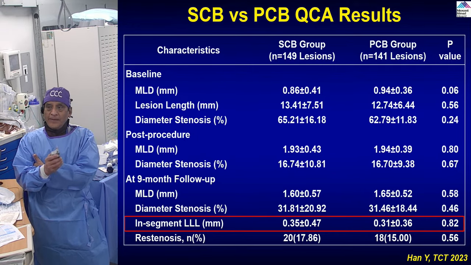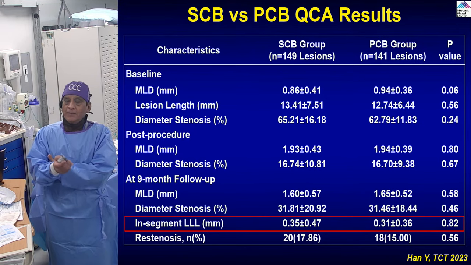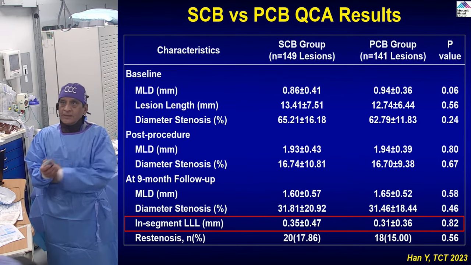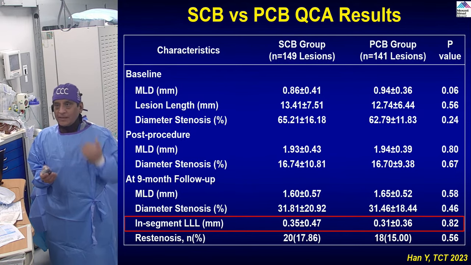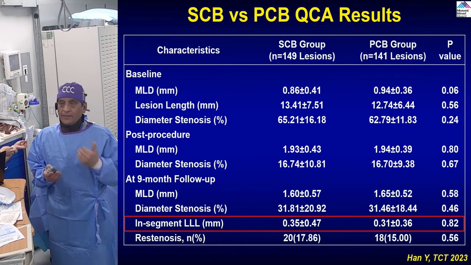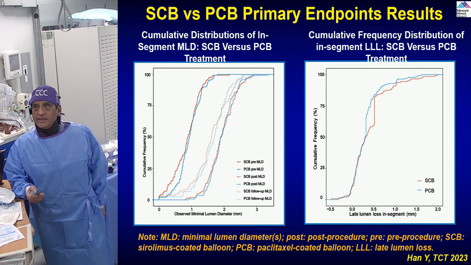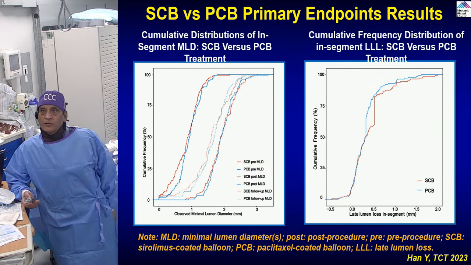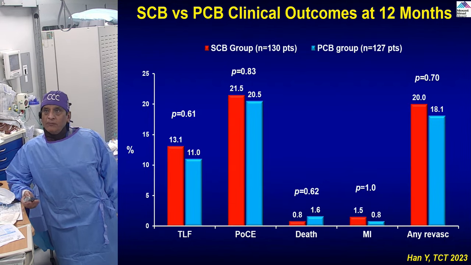In-segment late loss remained identical between the two groups. Other parameters shown were identical, but more importantly, we were hoping the sirolimus would give rise to less intimal hyperplasia, as shown in earlier studies of drug-coated stents. But we did not see that in the drug-coated balloon, as you see here, particularly in the cumulative distribution curve, which was identical, fully overlapping. Individual endpoints showed no difference.